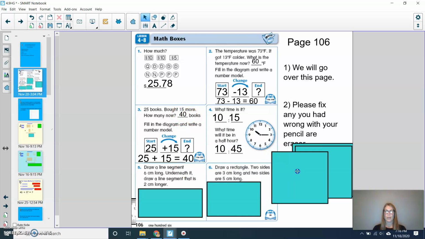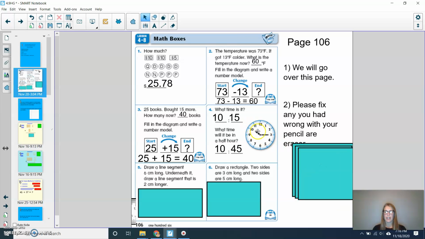For question 4, what time is it? On the clock, I can see the hour hand is at the 10, the minute hand is on the 3, showing the time 10:15. And what time will it be in a half hour? A half hour is the same as 30 minutes, so I can count 5, 10, 15, 20, 25, 30. So in 30 minutes, it would be 10:45.